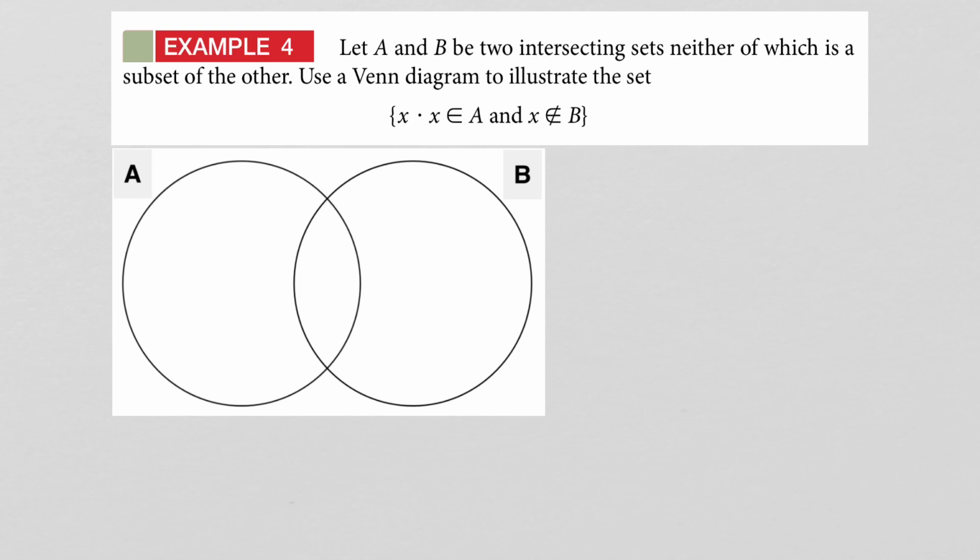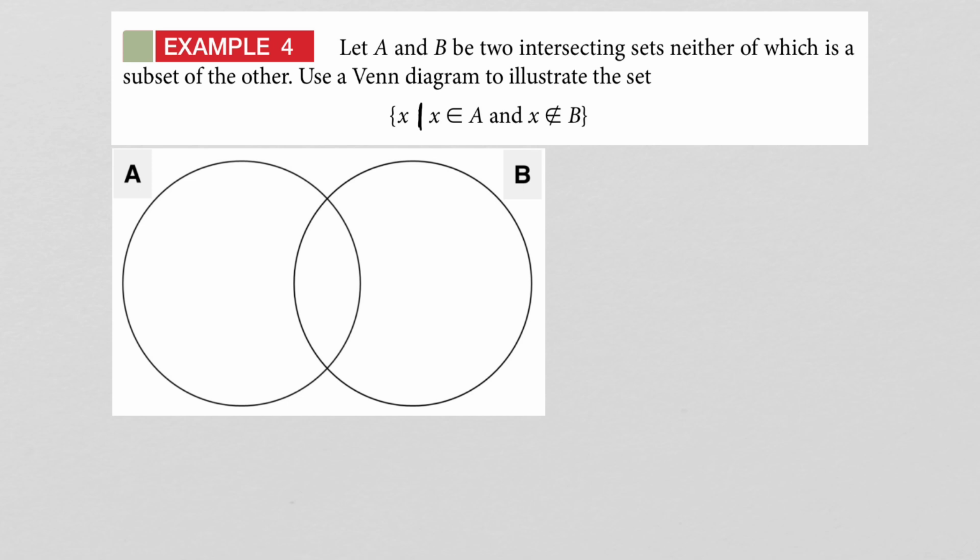Let A and B be two intersecting sets, neither of which is a subset of the other. Use a Venn diagram to illustrate the set of all x's such that, so this dot here a lot of times is a vertical line, and it just means such that, x must be an element of A, but it cannot be an element of B. So this symbol just means that the object x belongs to set A and the object x does not belong to set B. And again, don't worry too much about notation here.